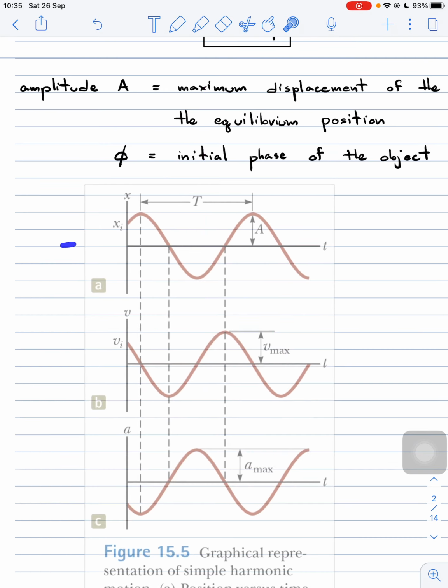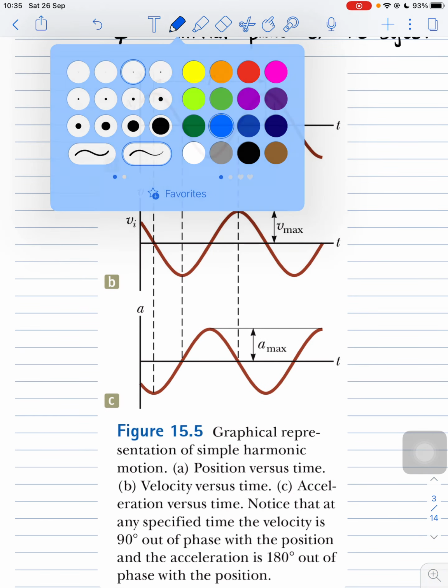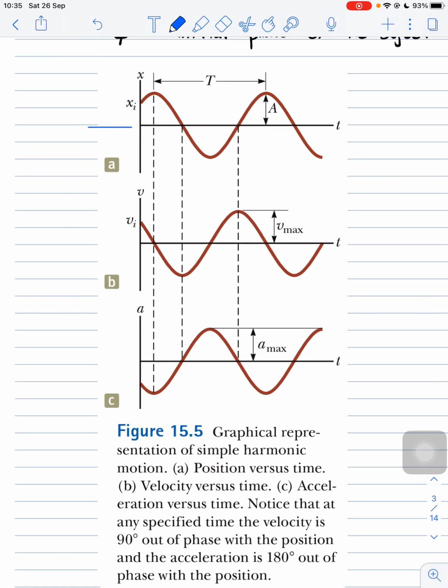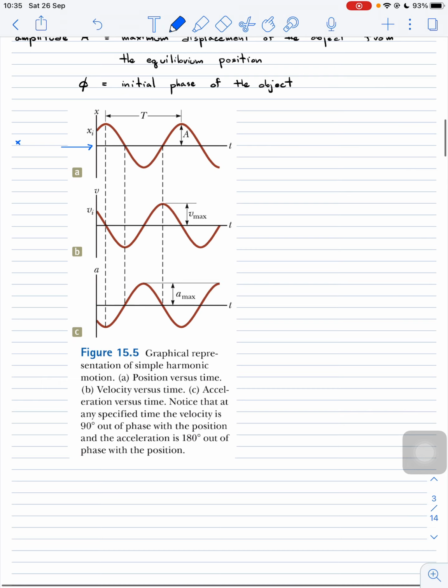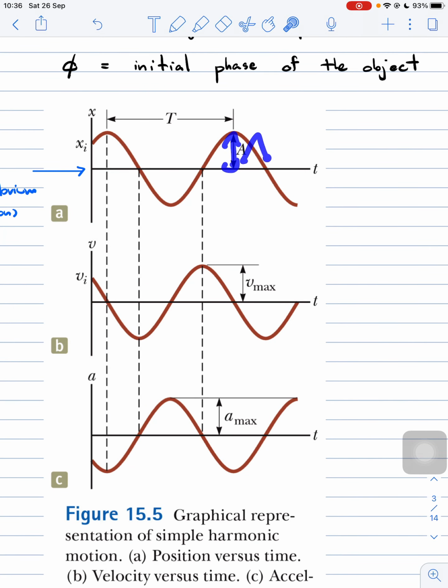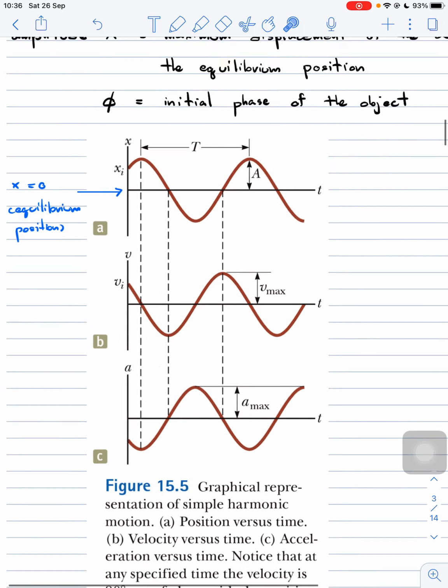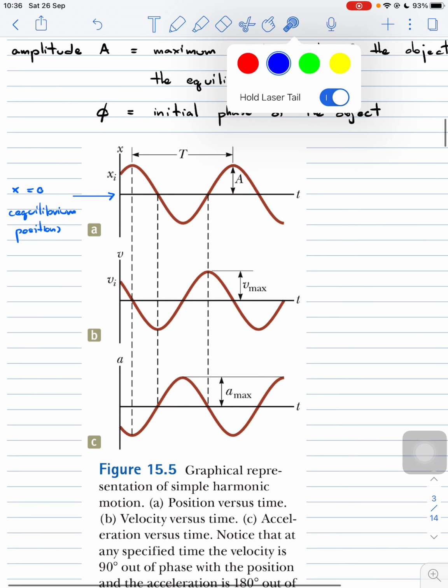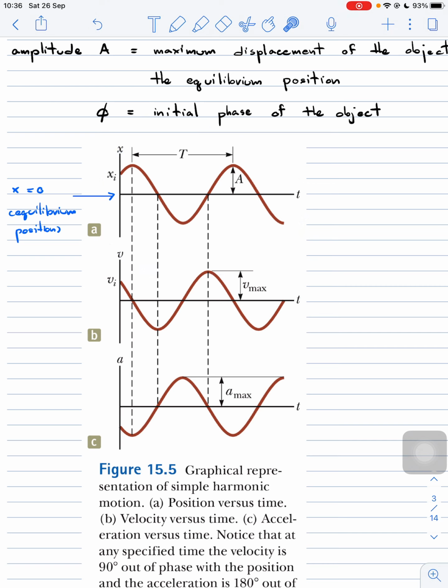Okay, so at this position we have x equal to 0, so it's called the equilibrium position. Then the maximum displacement is just equal to A here, and that's it. Now you can see from this graph that the object just goes up and down, up and down, etc.